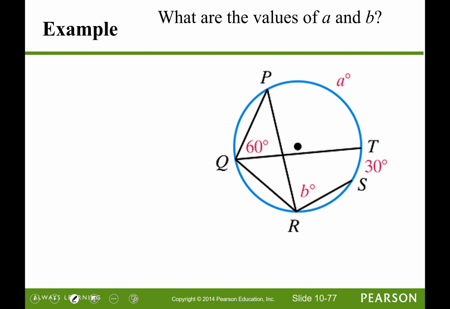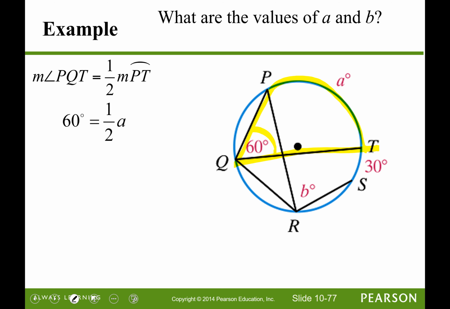What are the values of A and B? All right, pause this video. Give it a try. Welcome back. Let's see how you did. If you set it up as the measure of angle PQT, the measure of angle PQT is half the measure of its intercepted arc, and we know that that is 60. That would mean that its intercepted arc would have to be 120 degrees. So we have 60 degrees there and a 120 degree arc there.